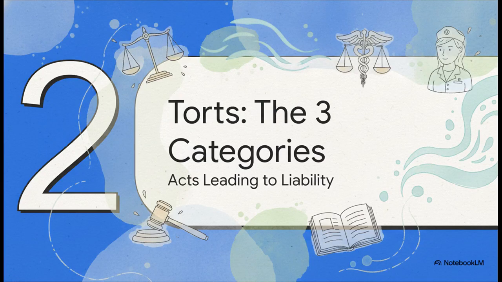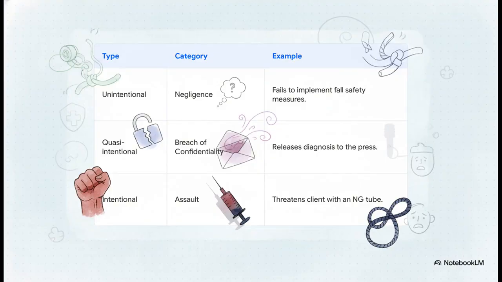Okay, on to our next section, torts. That word might sound a little weird, but all it means is a wrongful act that messes with someone's rights and could end up in a civil lawsuit. And trust me, for nurses, this is a huge deal. So torts basically come in 3 flavors. First, you've got your unintentional torts. This is stuff like negligence, where you didn't mean to hurt anyone, but you messed up and harm occurred.